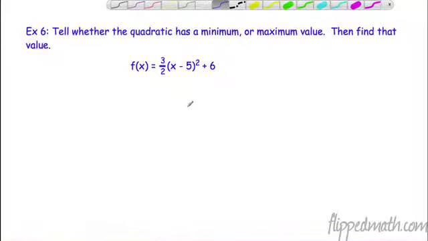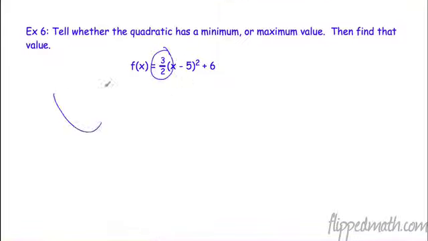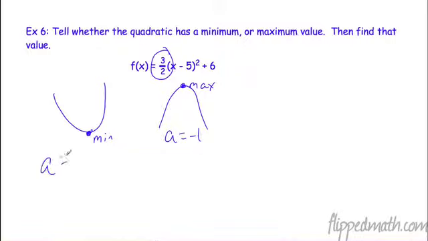Tell whether the quadratic has a minimum or a maximum, and then find the value. All right, so let's talk a little bit. This is A. A determines if it opens up or if it opens down, right? If it opens up, we have a minimum. That's our lowest point. It'll keep going high forever. If it opens down, we have a max. So if A is negative, like negative 1, it's going to be opening down. If A is positive, it opens up and we'll have a min. So A here is positive, so I know I have a minimum value.